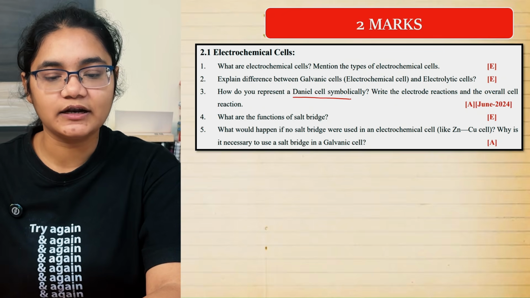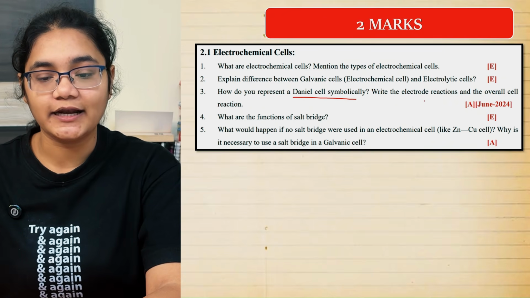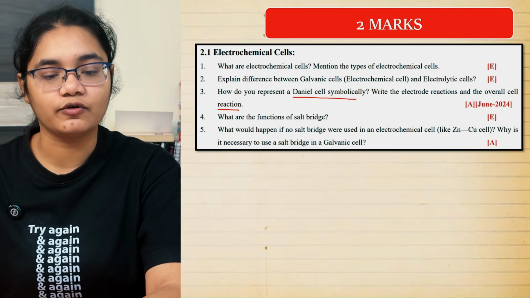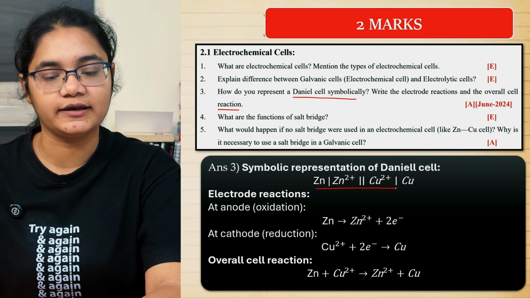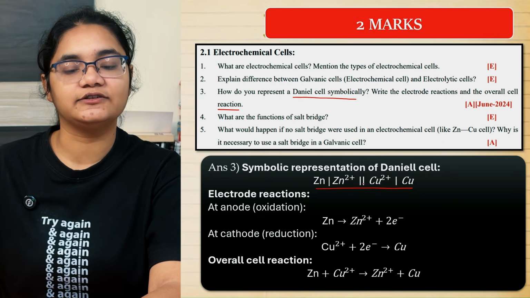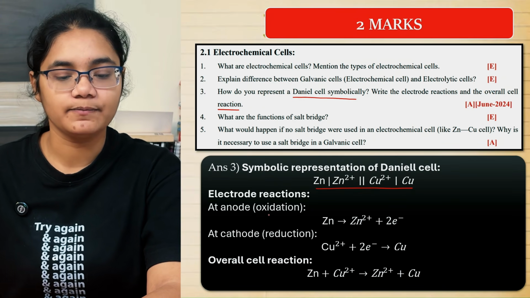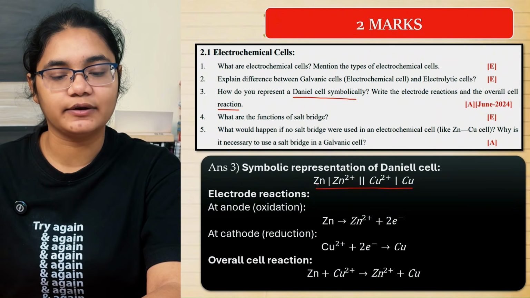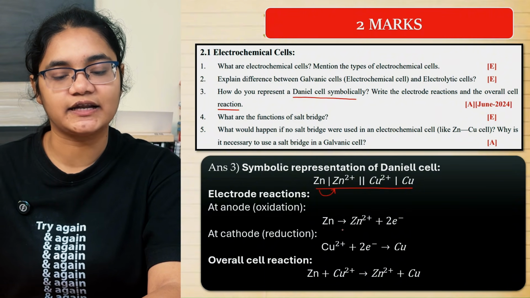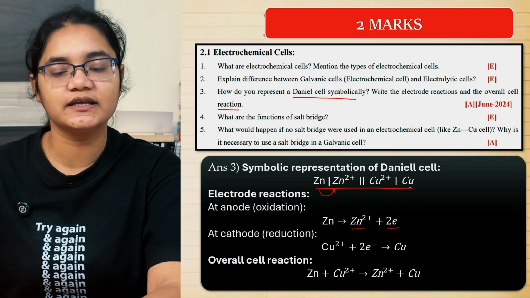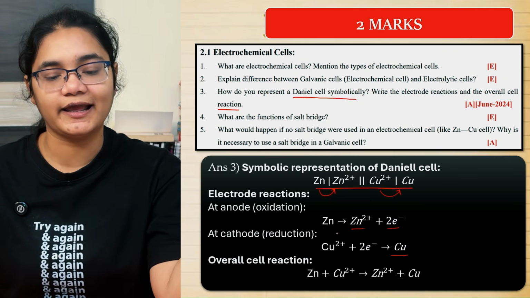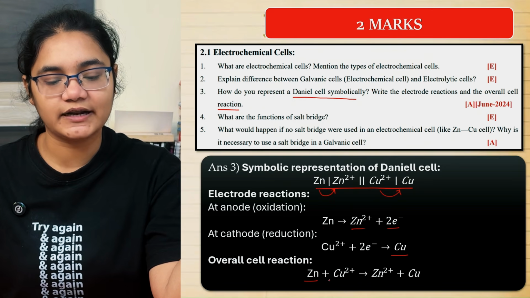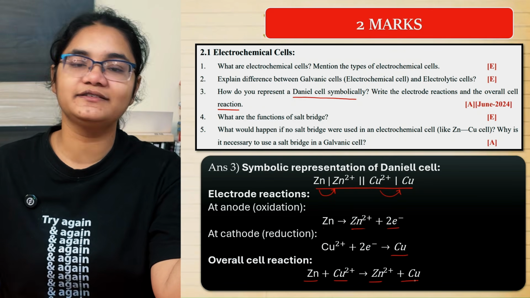Next, how do you represent a Daniell cell symbolically? Write the electrode reactions and the overall cell reaction. So Daniell cell is represented symbolically like this: Zn, Zn2 plus, then salt bridge, copper 2 plus, and then copper. And what is the anode reaction? Here you can see zinc is undergoing oxidation. So Zn gives you Zn2 plus 2 electrons. Cathode copper 2 plus 2 electrons gives you copper. Then what is the overall reaction? Just add these two. So you get Zn plus Cu2 plus gives Zn2 plus Cu.